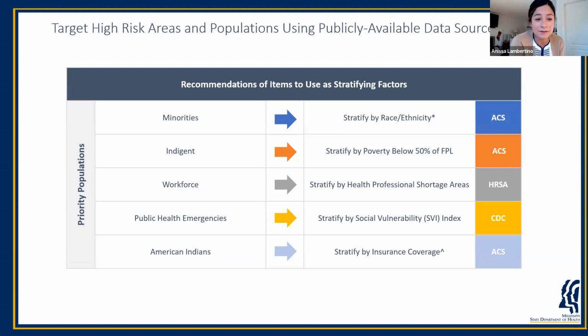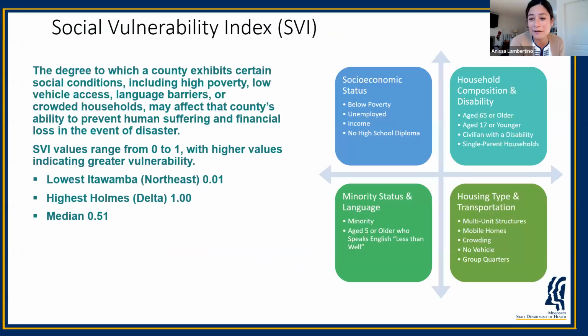Today, I'm going to focus on the second to the bottom, that bright orange colored section. It's the social vulnerability index based on the Chapter 1 priority population for public health emergencies. This is available publicly from the CDC. And if you go to the next slide, I'll define it a bit further.